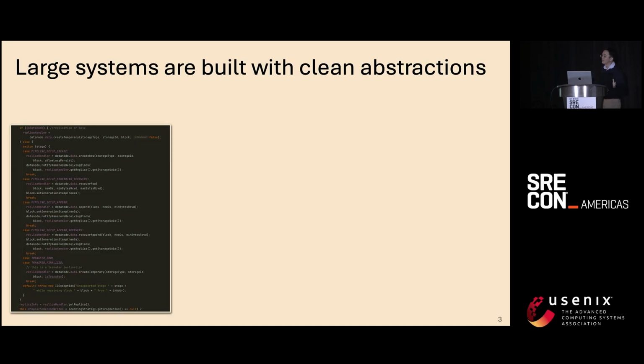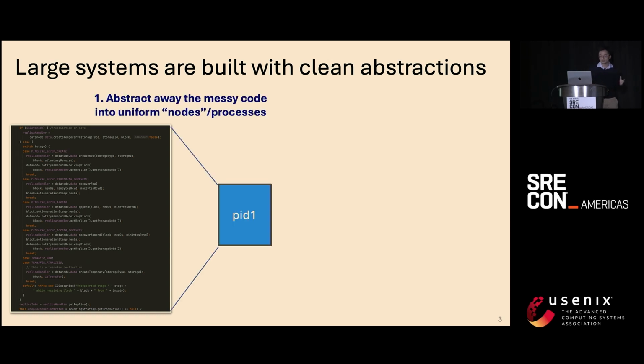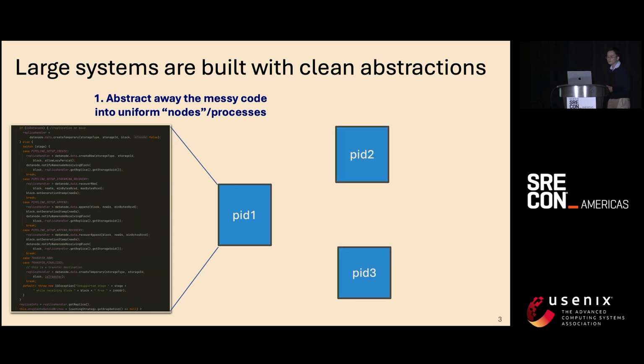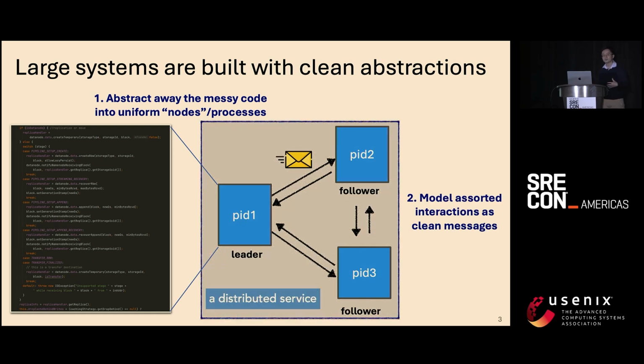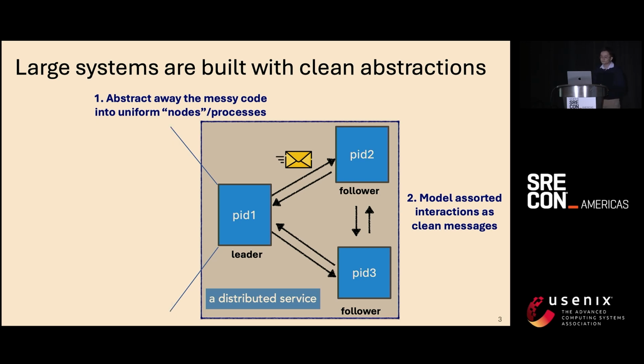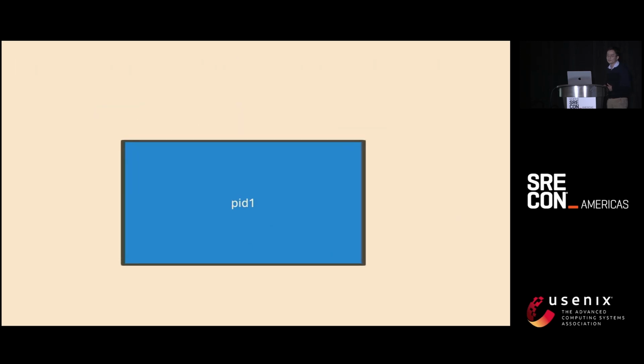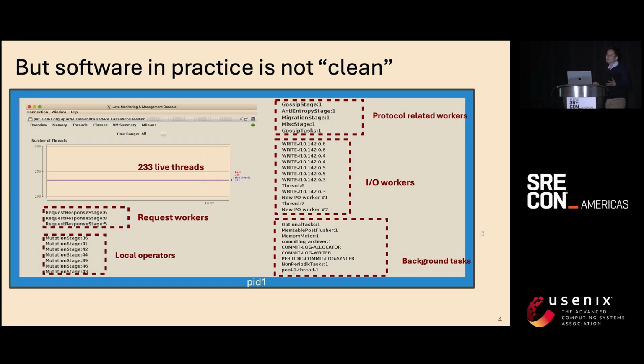A universal way we build systems is to use clean abstraction. System designers can abstract away the messy code details into uniform processes, introduce redundancies, and model the different interactions as clean messages that we can exchange among different processes. Using this approach, we can build really large-scale systems that run on many, many nodes and that are fault-tolerant. But the problem is, there is a mismatch between this clean abstraction and software behavior in practice.